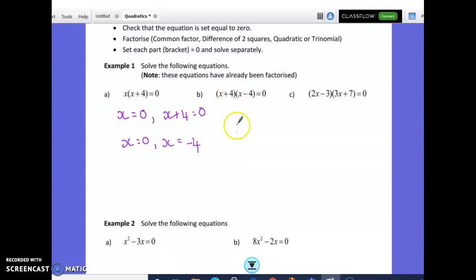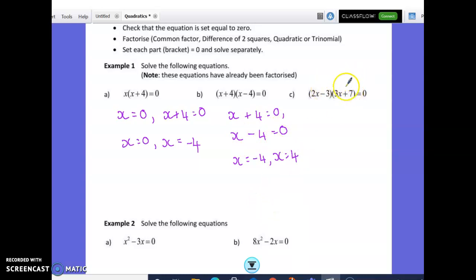Looking at the next one, again, it's already been factorised. So I've got something times something equals 0. So that tells me either x plus 4 equals 0 or x minus 4 equals 0. Solving both equations, if x plus 4 is 0, then x is minus 4. If x minus 4 is 0, then x must be 4.